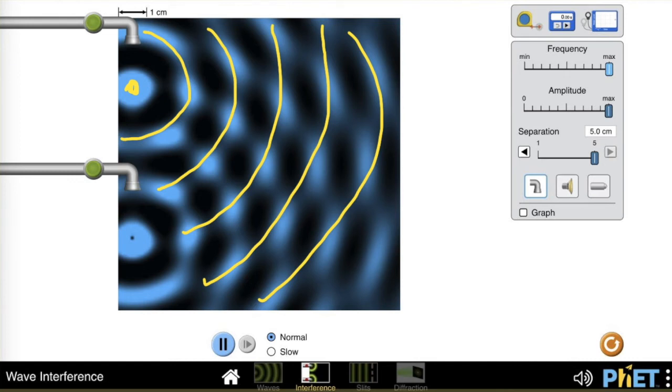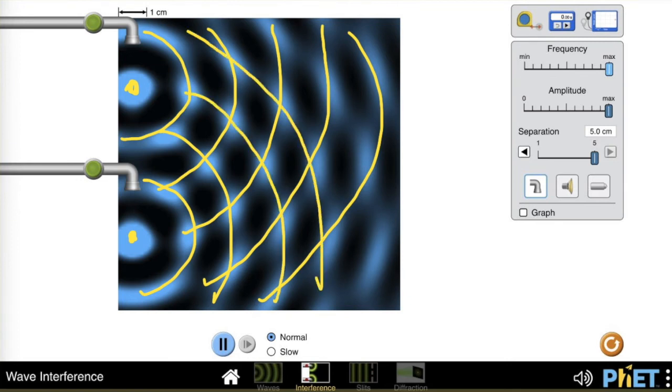So now what about the ones coming here? I have a wave here, a wave there, a wave there, a wave there, a wave there. And we got one that's going to come out like this, I guess. Okay, so we can see how these waves are interfering here.